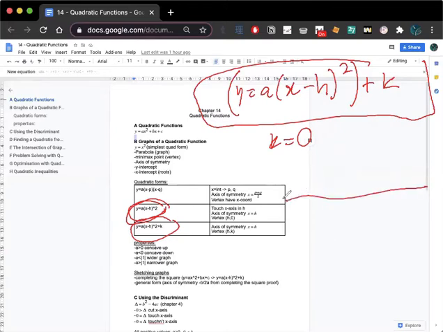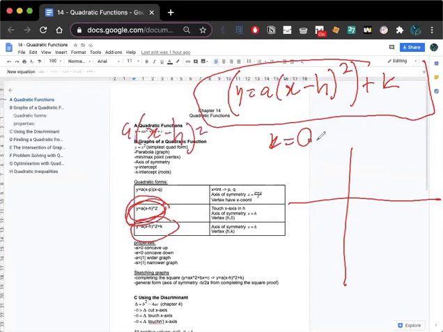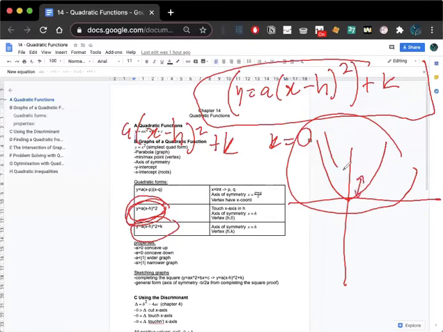So if you have something like a times x minus h squared, then most of the time the vertex is something like this. Let's just say it's something like this. And then if you add k, then it might shift the graph into something like this, or it might shift the graph into something like this.